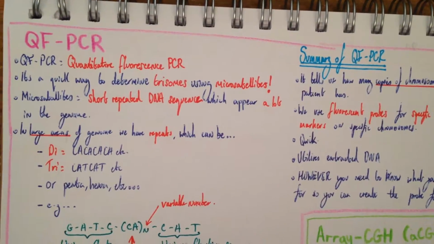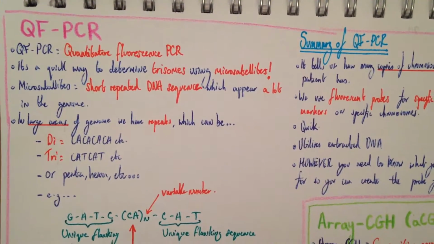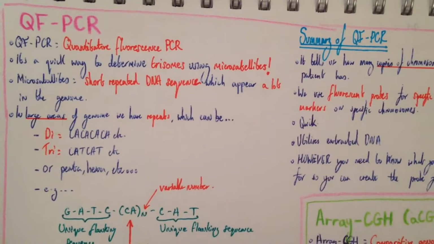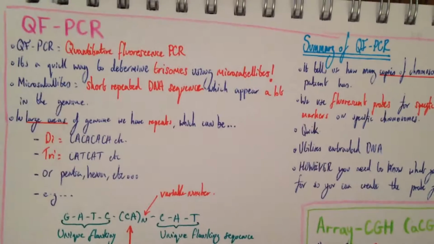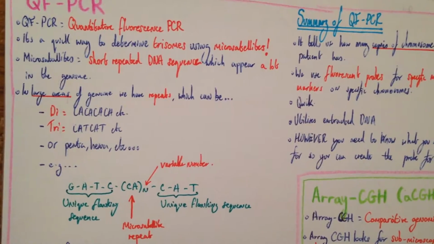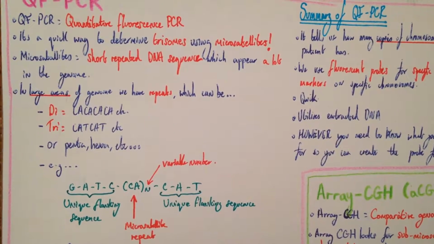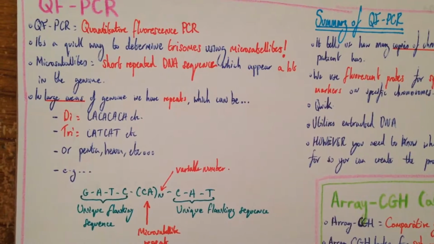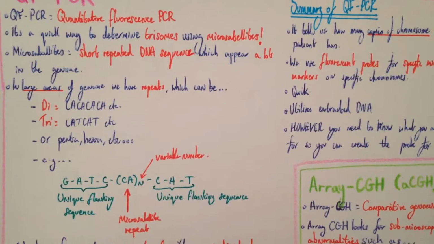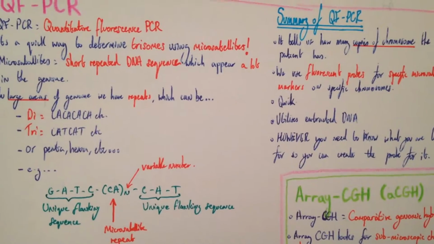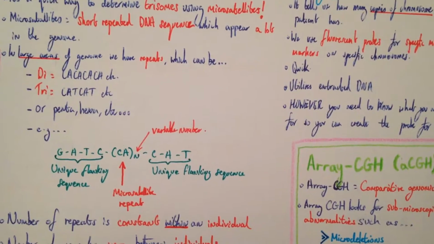So in large areas of the genome we have repeats which can be di, tri, penta, hexa, etc. So this would be called a dinucleotide sequence, or trinucleotide sequence, or tetranucleotide sequence, or pentanucleotide sequence, etc. So here is an example of a microsatellite.